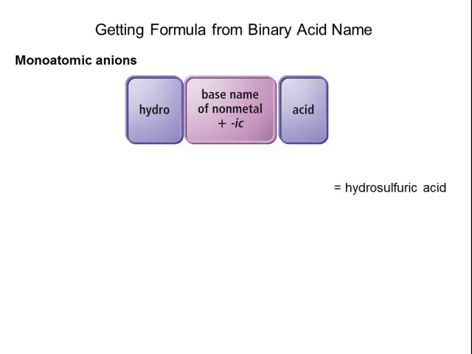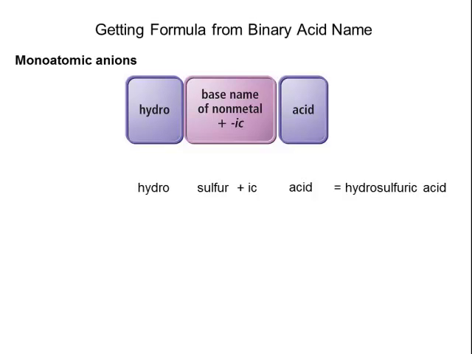All right, let's look at getting the formula from the name now. So if I start with hydrosulfuric acid, I need to get back to the formula. So with hydrosulfuric acid, well, first I'm going to remove acid from the name. Okay, I've added the ic, so I need to remove the ic from the name. I need to remove the hydro from the name. When I do that, what I'm left with is my base name, which is what I want to pull out of there, which is sulfur.